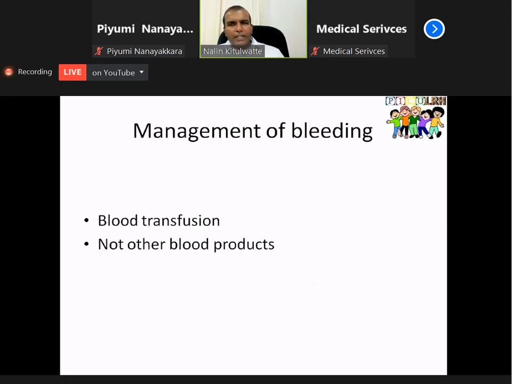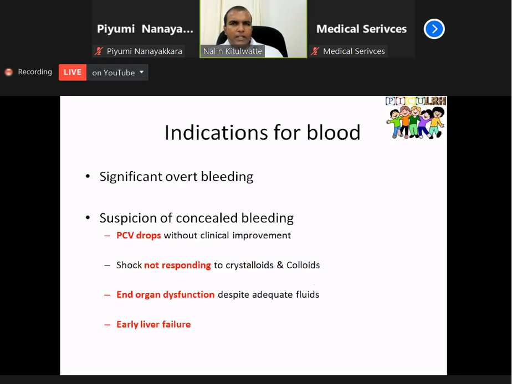Management of bleeding, always blood transfusion. You are giving packed cells, no other blood products. That's again a common mistake people are making. No place for FFP, no place for platelets, no place for anything. So if you see bleeding, if you are suspecting bleeding, management is blood. So these are the indications for blood. If you see significant overt bleeding, you can give blood.